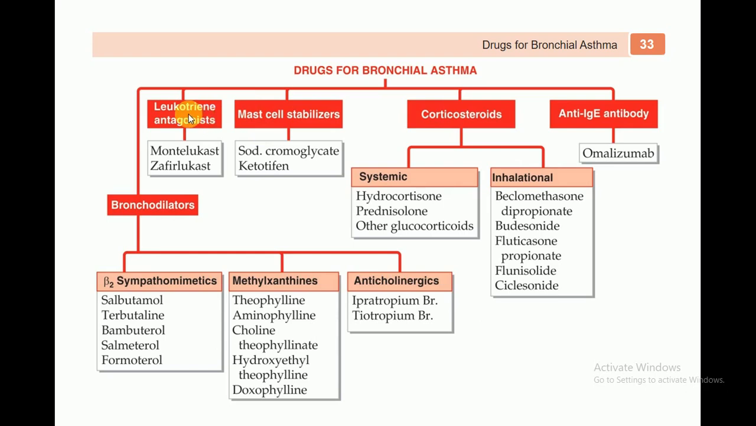The first one is Leukotriene Antagonist. The second one is mast cell stabilizers. The third one is Corticosteroids, while the fourth one is anti-IgE antibody. This is very simple and easy to understand.